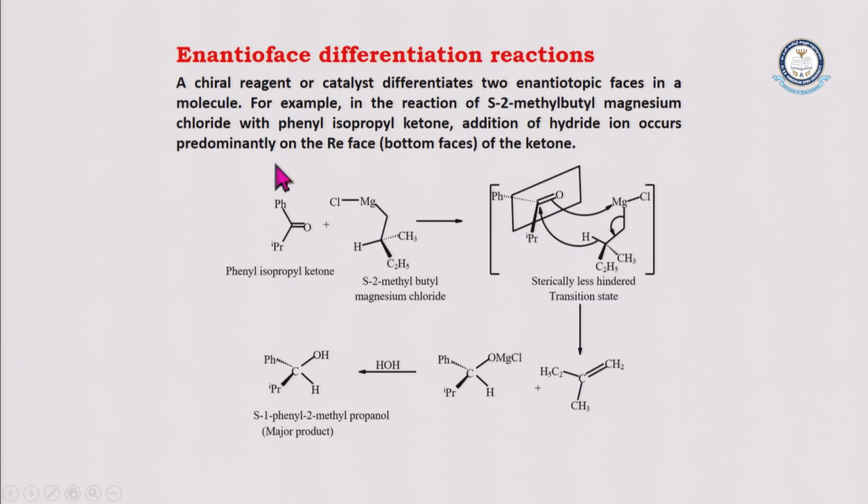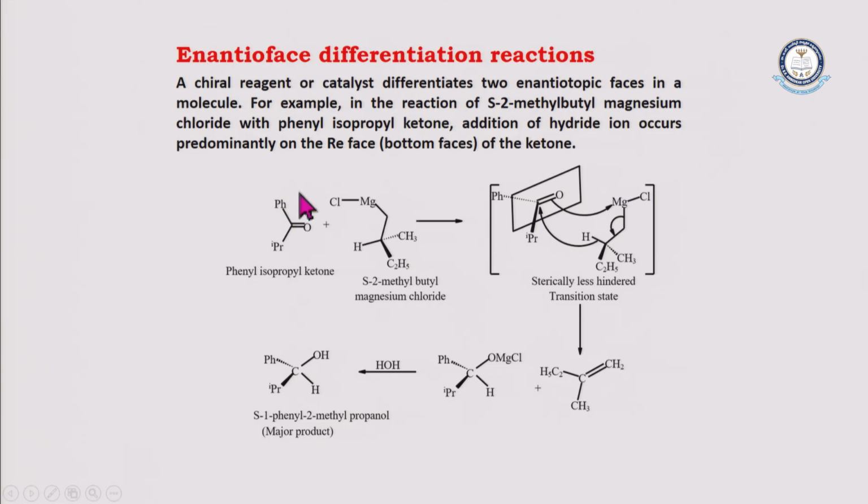Yes. Here we will take this particular phenyl isopropyl ketone and this particular Grignard reagent. This Grignard reagent is chiral in nature. It is going to attack this carbonyl compound. It has two choices: it may attack from the top face or the bottom face, but here it chooses the sterically less crowded center.